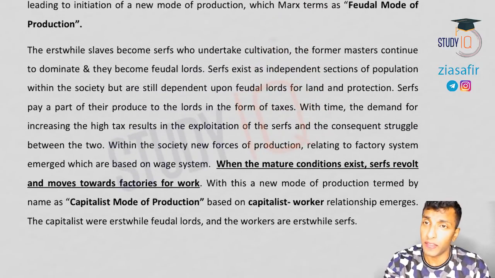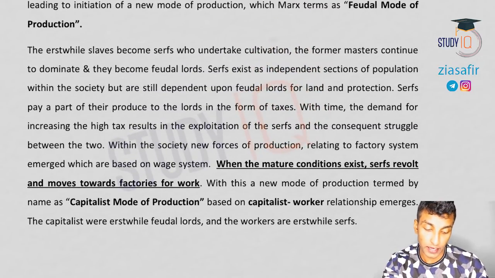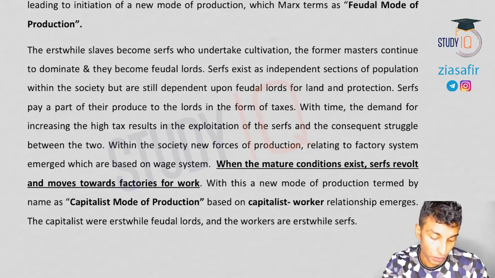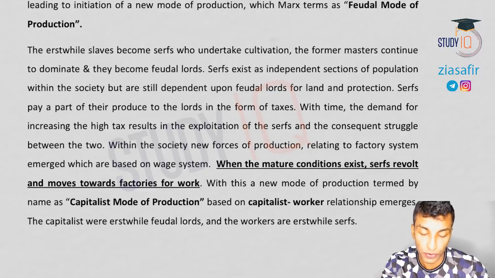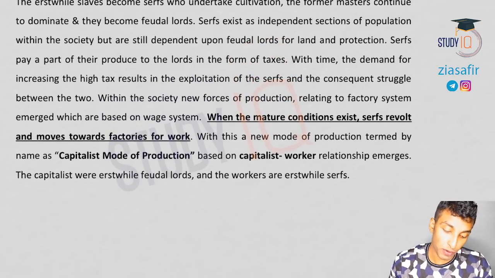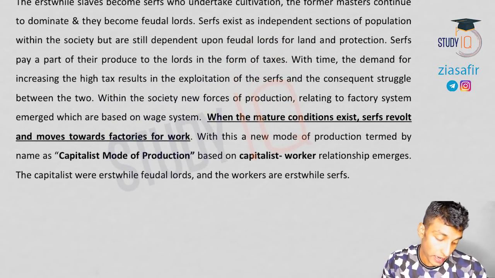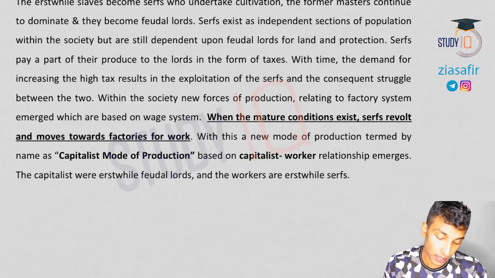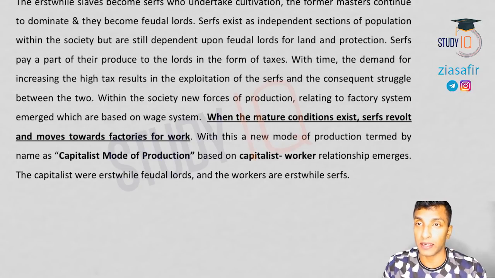Okay, the erstwhile slaves become serfs who undertake cultivation. The former masters continue to dominate and they become feudal lords. Serfs exist as an independent section of the population within the society but are still dependent upon the feudal lords for land and protection. Serfs pay a part of their produce to the lords in the form of taxes. With time, the demand for increase in taxes results in exploitation of the serfs and the consequent struggle between the two. Within the society, new forces of production relating to the factory system emerged, which are based on the wage system. When the mature conditions exist, serfs revolt and move towards factories for work.